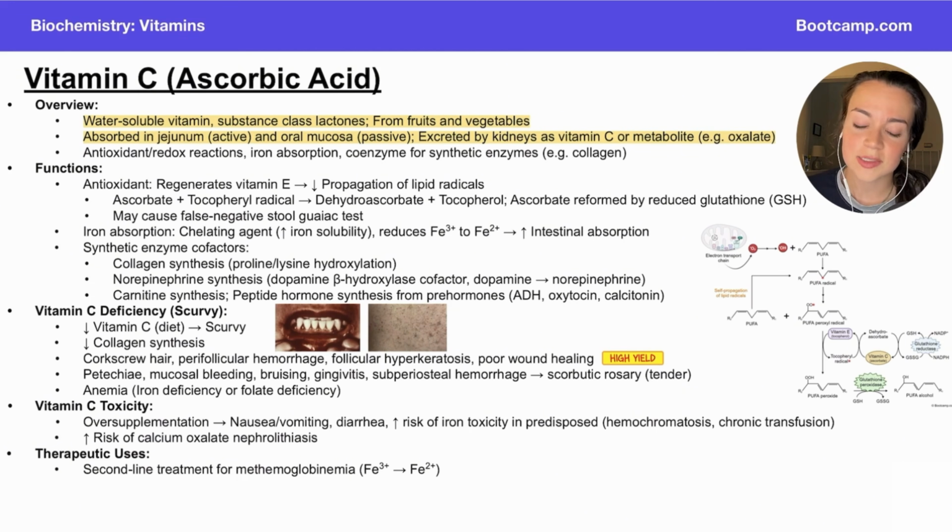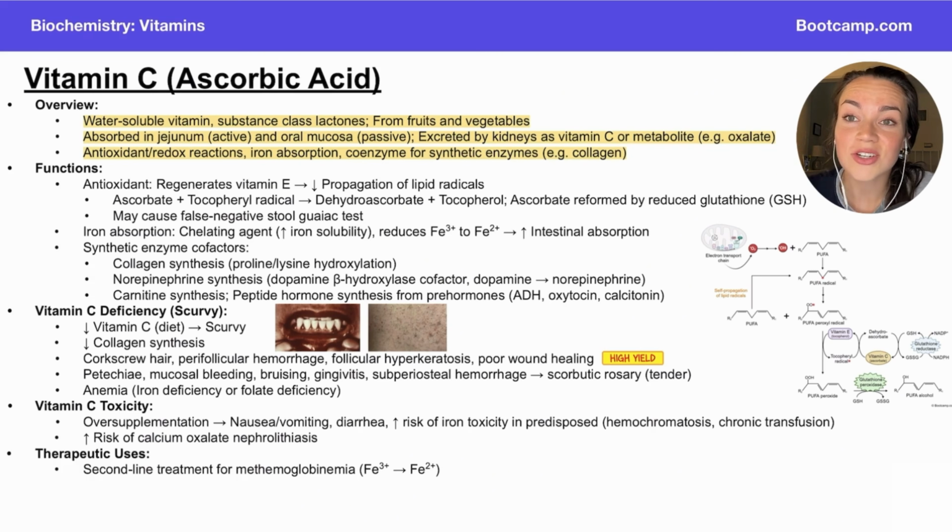And vitamin C has multiple functions like participating in antioxidant and redox reactions, which we got a little bit of a sneak preview to in the last video on vitamin E. It also has functions in iron absorption and as a coenzyme for synthetic enzymes like collagen. So let's jump into it by talking about some of the functions of vitamin C.